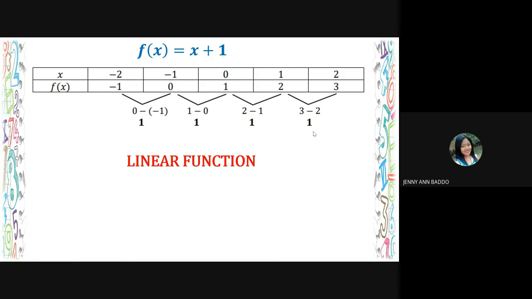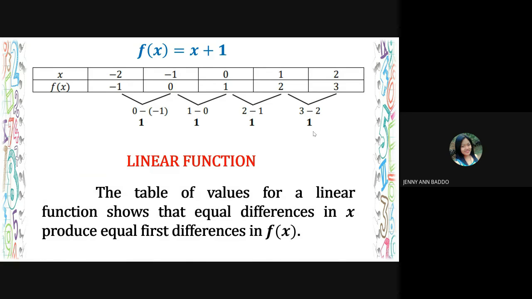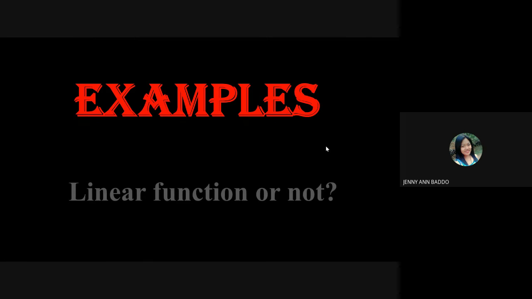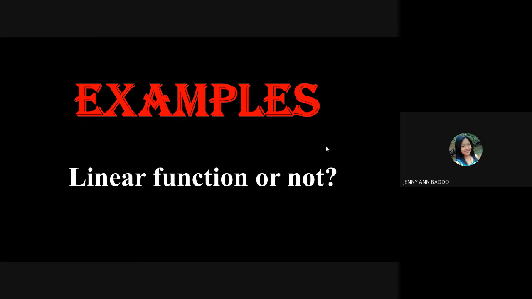Now, if we consider the differences of the values for the domain and range, the table of values for a linear function shows that equal differences in x produce equal differences in f of x. Equal first differences. Let us have more examples. Given the table of values, let us determine if the given functions are linear functions or not.